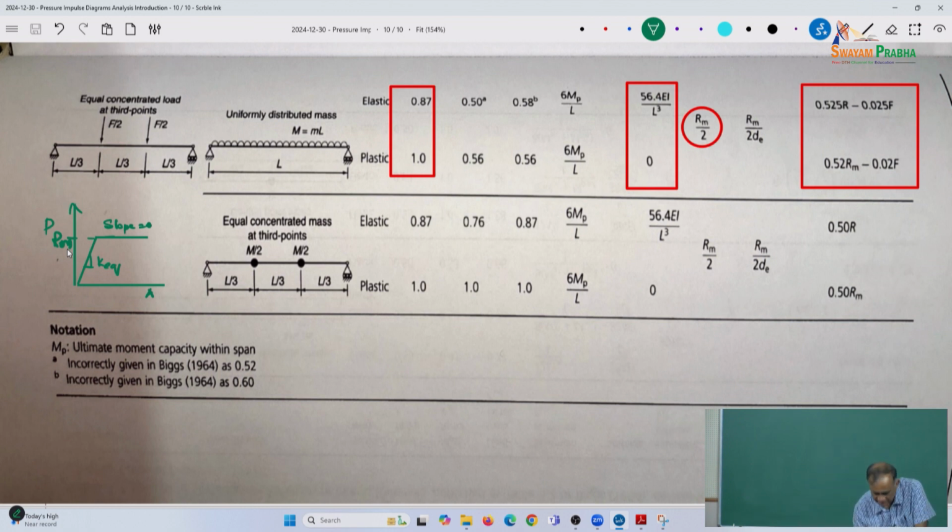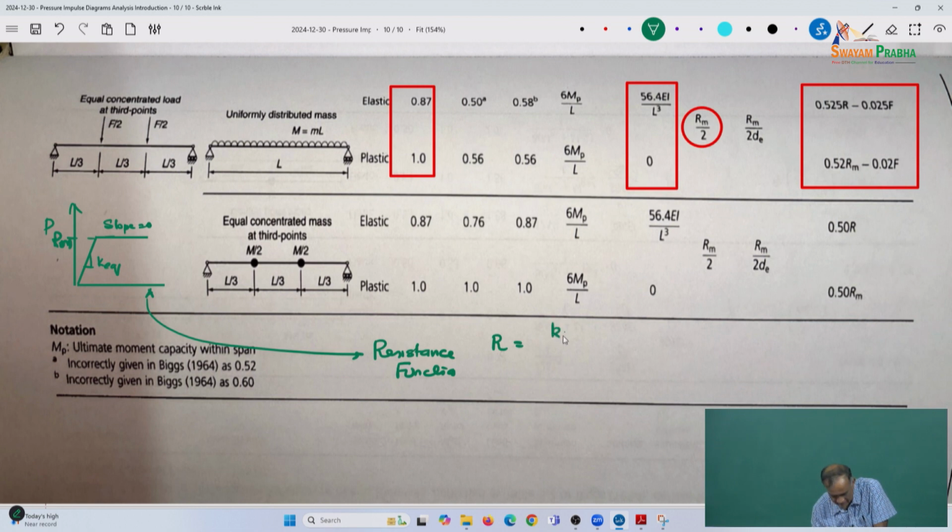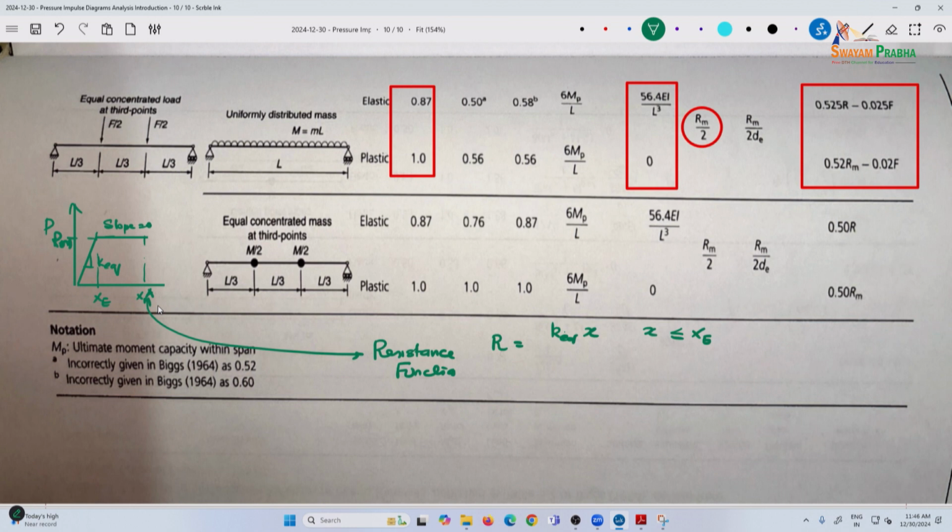No, it's a resistance function. So in this case, the resistance function would be R equal to K equivalent multiplied by X for X less than X sub E, let's call it X sub E. And let's say this is X sub M, it is equal to Rm for X greater than X sub E, and equal to 0 for X greater than X sub M. So your stiffness really is not coming into play when you put a resistance function there.